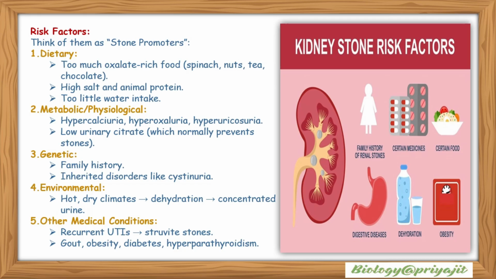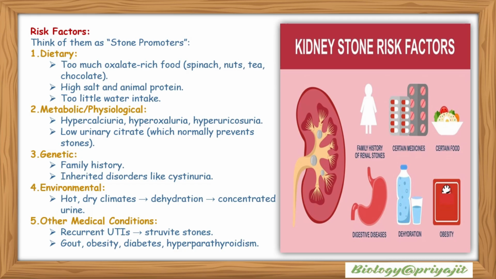Risk factors. Think of them as stone promoters. Dietary: too much oxalate rich food like spinach, nuts, tea, chocolate, high salt and animal protein, and too little water intake. These are the dietary reasons for kidney stones, or stone promoters.